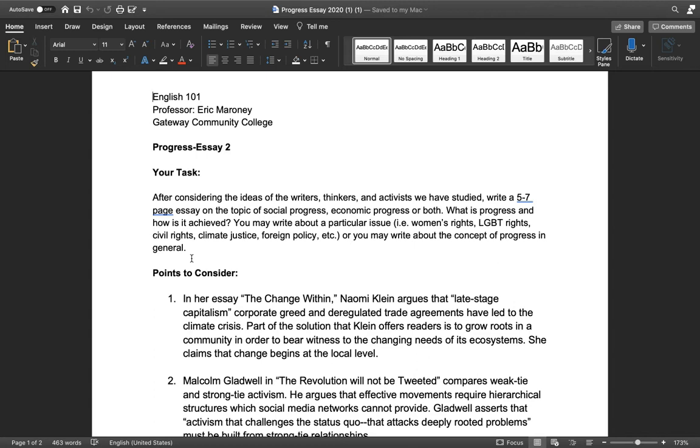Some examples might be thinking about what is progress and how is it achieved. You can choose a particular social issue, meaning you can write about the progress of women's rights, the progress of LGBT rights, the progress of civil rights, the progress in climate justice, progress in foreign policy or war, or the interaction between nation states. You can write about the idea of progress overall, or you can pick a particular social or economic issue and write about the idea of progress as applied to that issue.